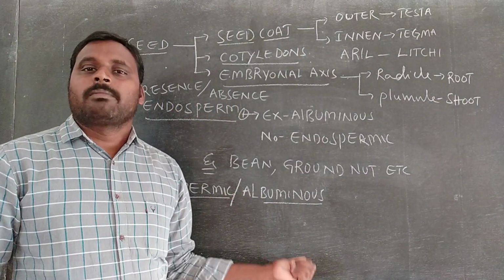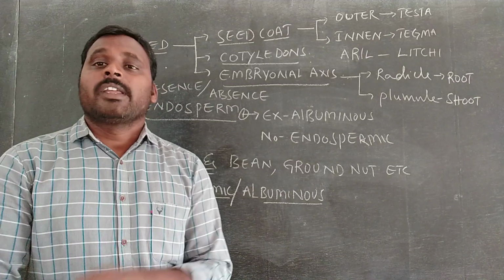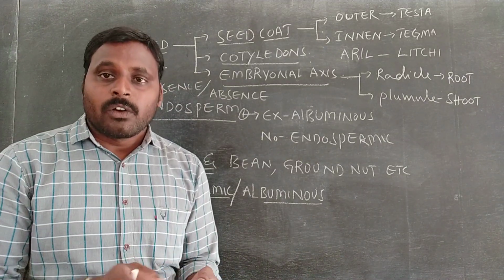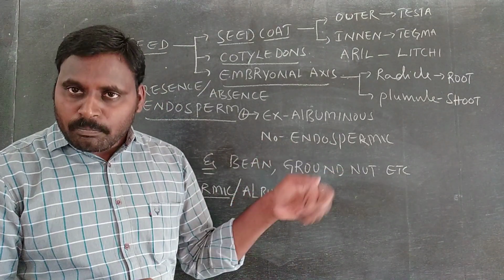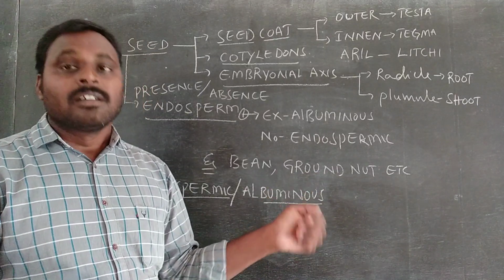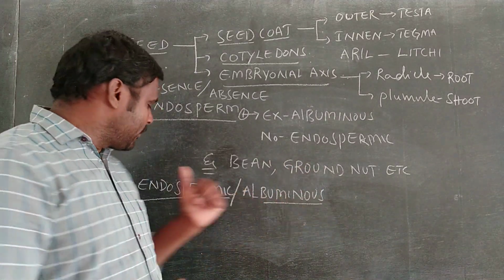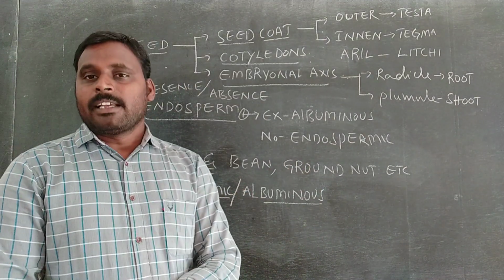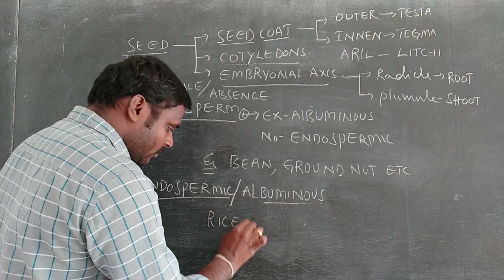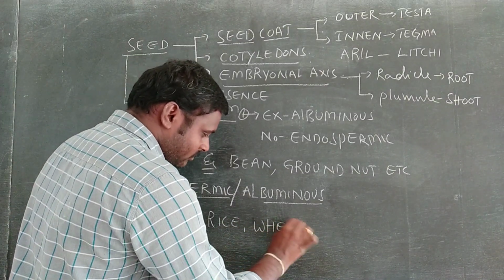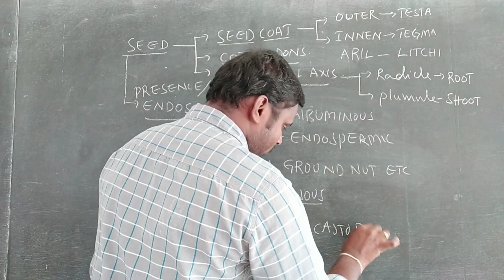What are these endospermic or albuminous seeds? The seeds contain some amount of the endosperm because the endosperm is not completely consumed by the developing embryo, hence some amount or remnant of the endosperm is present in some seeds. Hence those are called endospermic or albuminous seeds. Example for this: rice, wheat, castor, etc.